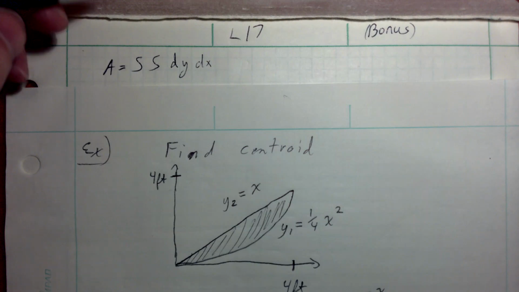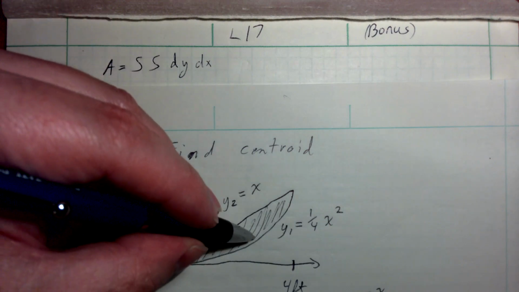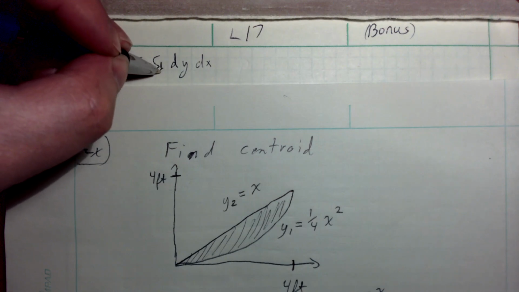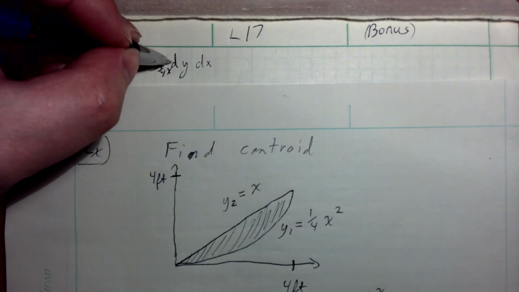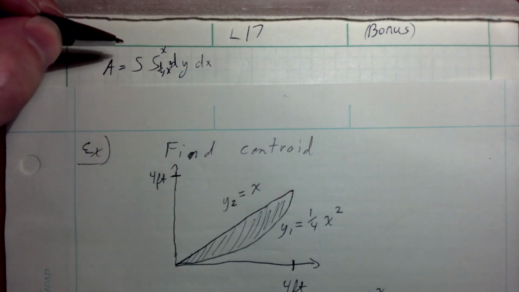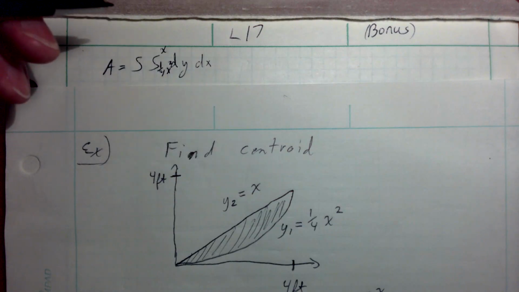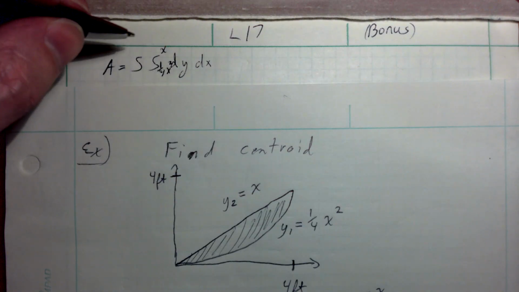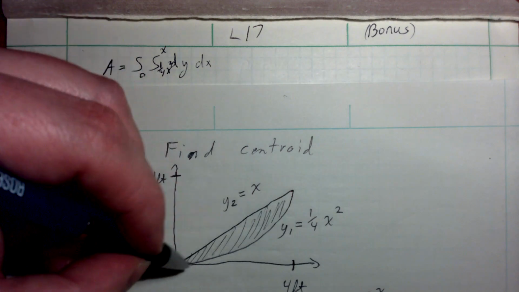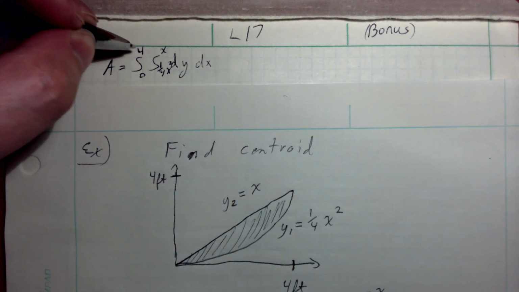dx. Okay, and your limits are going to be the bottom function, 1/4 x squared. And the top one is just going to be x, this linear function, and the bottom is this parabola underneath it. And then the second integral, the outside integral, is going to go from 0 out to 4 feet on the x-axis. So we'll just call it 0 to 4.